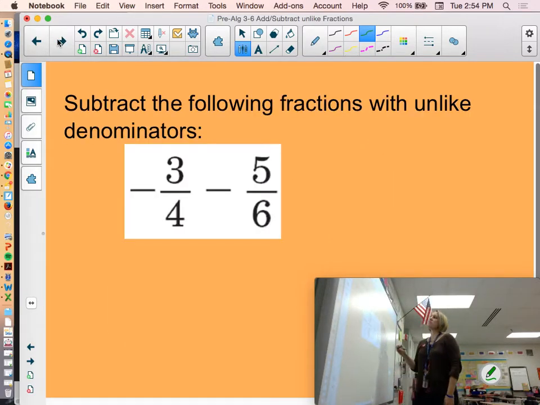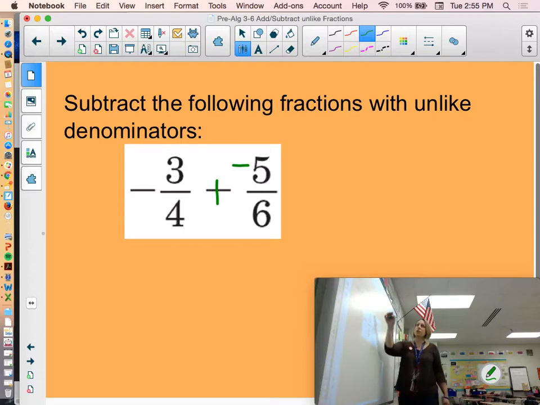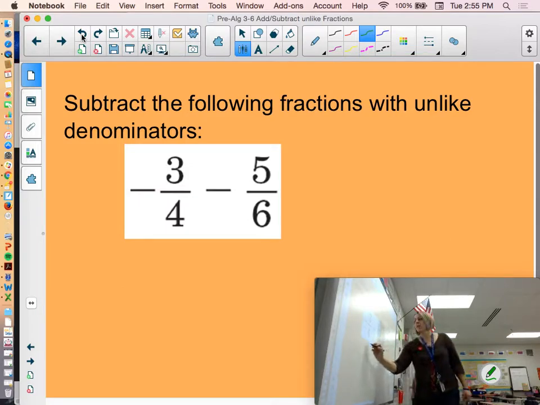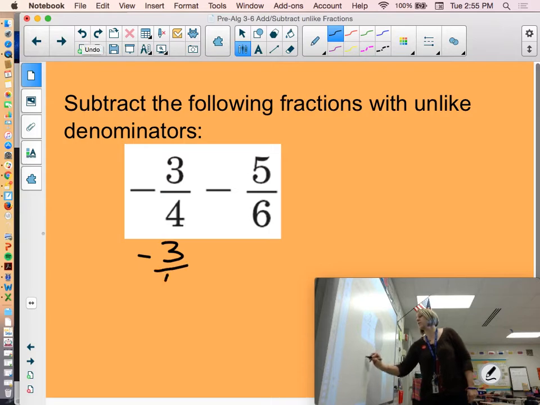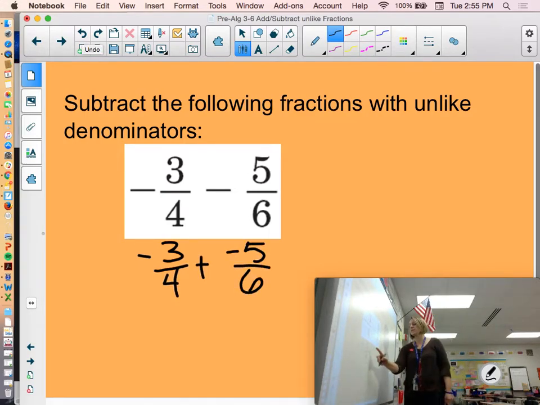Okay, to subtract, remember, stay, change, change. So if you want to write this one down the way it was before, it was -3/4 minus 5/6. That problem, let me try black, becomes -3/4 plus a -5/6. And now I have the same signs, so I add and keep.